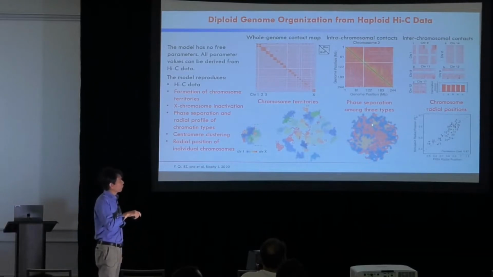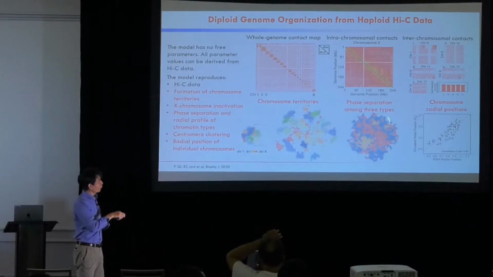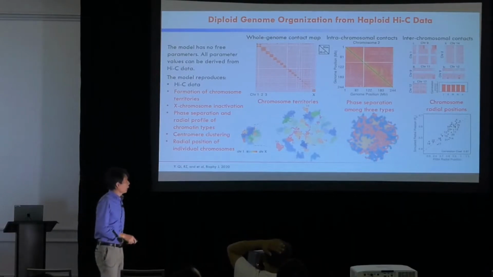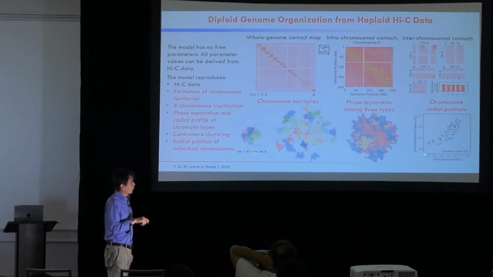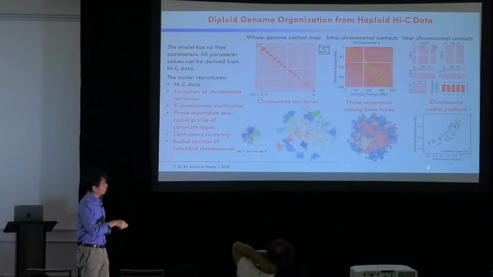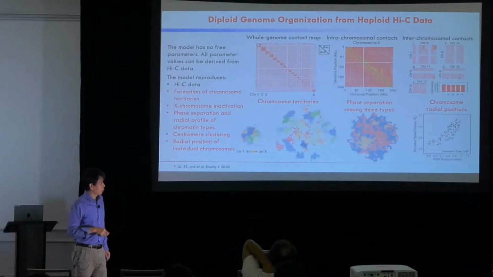And now if we color the chromatin by the types, you can clearly see that there is a phase separation between heterochromatin and euchromatin, where the heterochromatin is shown in blue, and the heterochromatin is typically more or less localized at the periphery of the structure. And when we look at the radial position of individual chromosomes in the nucleus, again, we see a very nice correlation with the experimental measurements.